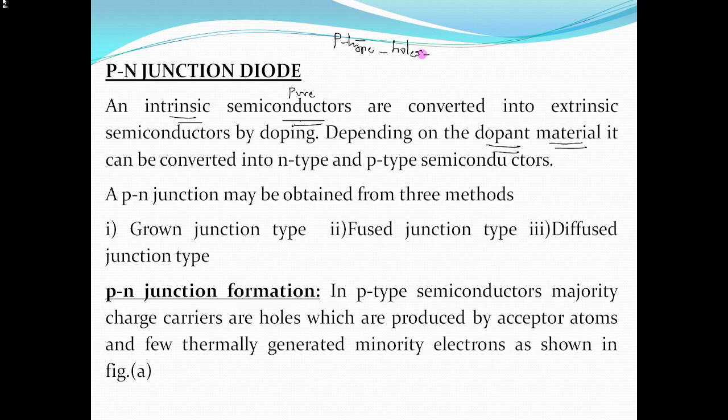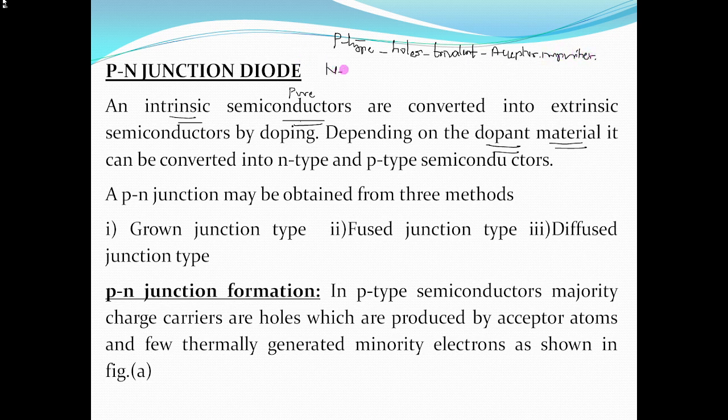Now, if I take a P-type semiconductor, what are the majority charge carriers in P-type? Holes. These holes are produced from doping with trivalent impurity. These trivalent impurities have holes that are ready to accept electrons. That's why trivalent impurities are also called acceptor impurities. So in P-type, the majority charge carriers are holes, produced due to acceptor impurities.